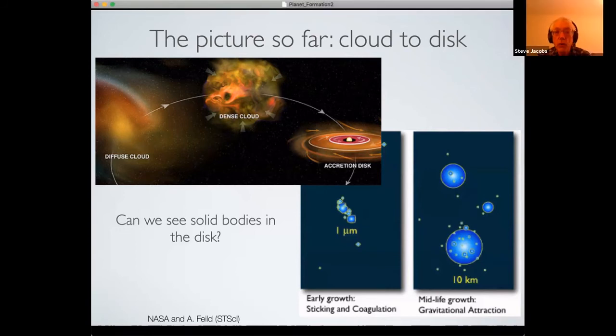We have a question in the chat. Why do spinning disks of gas and dust flatten?